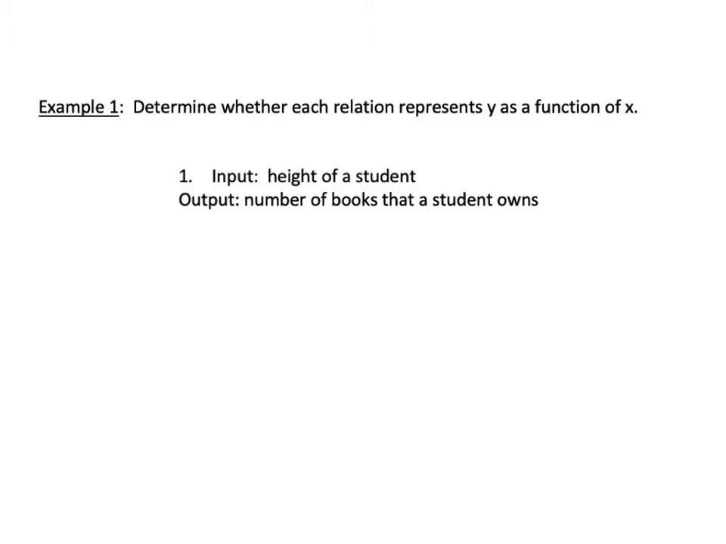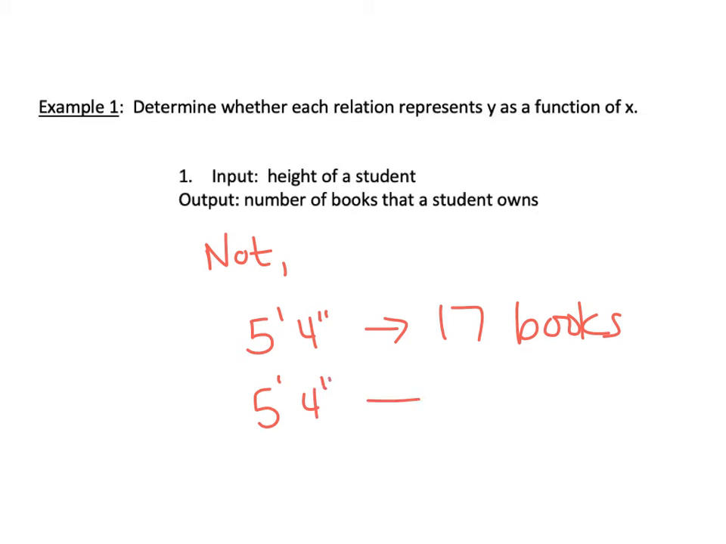Here are some different scenarios, and I'm asking, does it represent y as a function of x? My input is the height of a student, the output is the number of books that student owns. I would argue that this is not a function because it is possible that you have two students of the same height. Let's say you have somebody who is 5 foot 4 inches and they own 17 books, and another student who's 5 foot 4 inches has 3 books. So each x value is not paired with exactly one y value.